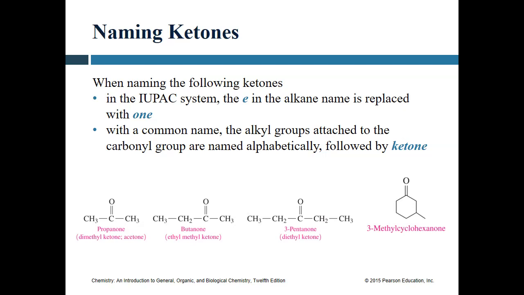Now, there are some common names. Those common names are similar to the kind of names we did with ethers. Remember, with ethers, we just named the 2 things on either side of the oxygen, and we put them in alphabetical order. Ethyl methyl ether, diethyl ether, methyl propyl ether. Well, the common system for naming ketones is the same way. You kind of divide the molecule into groups based upon the carbonyl, and then you just name what's on each side of the ketone carbonyl group.